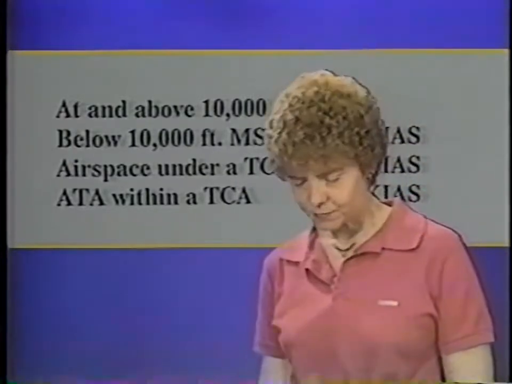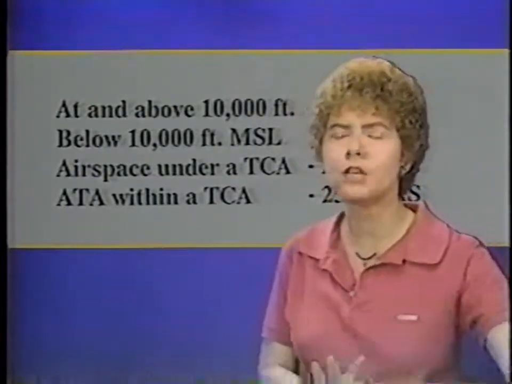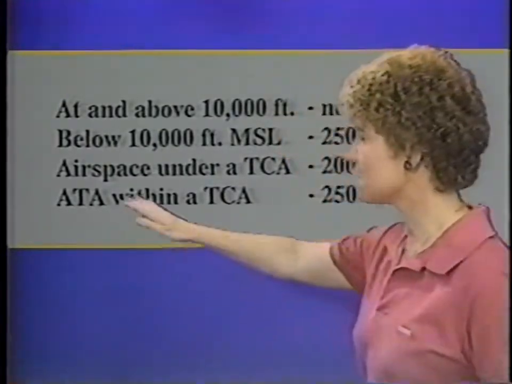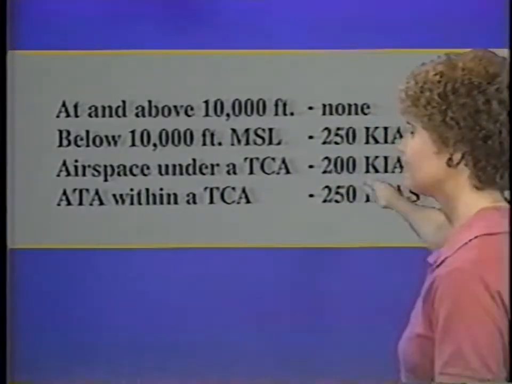How about around a terminal control area? If you are flying under a terminal control area, they slow people down because there's a lot of planes jammed up under there trying to maneuver around the edges of the TCA. And to keep them from running into each other, or at least try to a little bit, if you are operating under a TCA, the general speed limit there is 200 knots indicated airspeed.